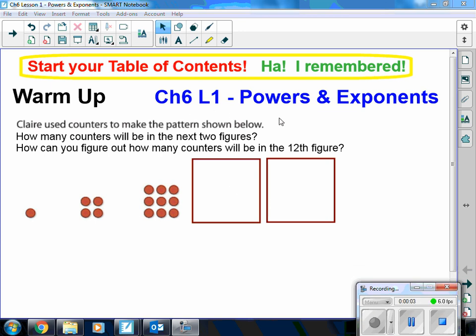Chapter 6, Lesson 1 is powers and exponents. In the warm-up, it says here, Claire used counters to make the patterns shown below. We want to know how many counters will be in the next two figures.